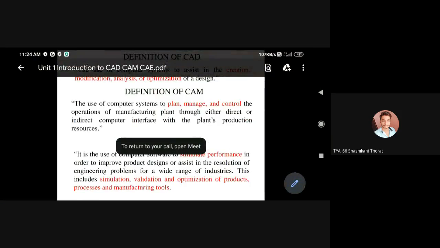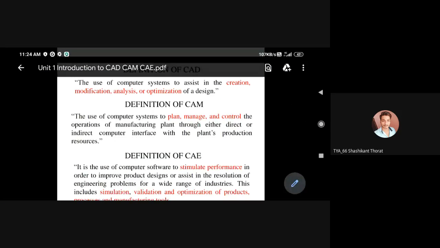Now the definition of CAM. The use of computer system to plan, manage, and control computer aided manufacturing, CNC machines. How can we elaborate that plan? Plan is nothing but the creation of the part program. We have taken a lot of examples on that. Plan is nothing but planning of that part program, to give the suggestion, the direction, or the platform to that machine. This is nothing but planning.